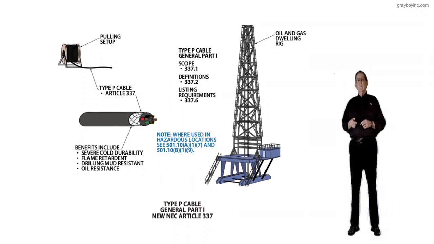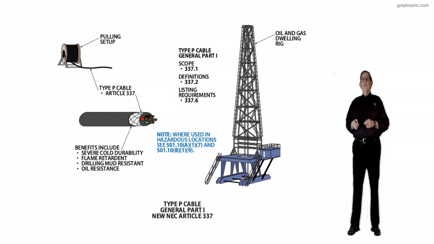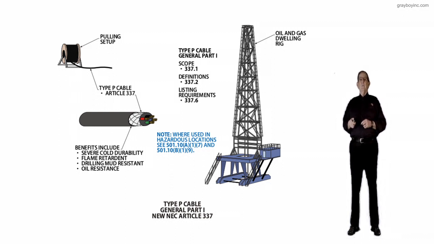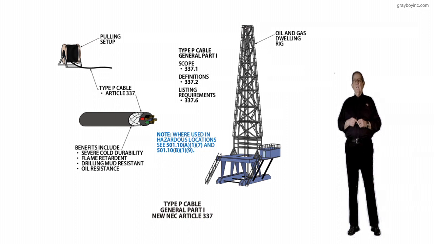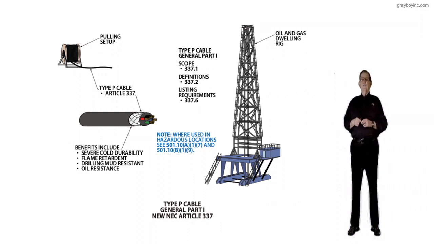And then notice the benefits of the cable. That's a callout that points the arrow to the Type P cable of Article 337. And notice the benefits include severe cold durability, flame retardant, drilling mud resistance, and oil resistance. That is a very useful cable because we can use it for so many different types of installation.